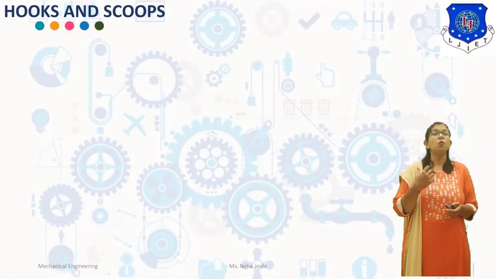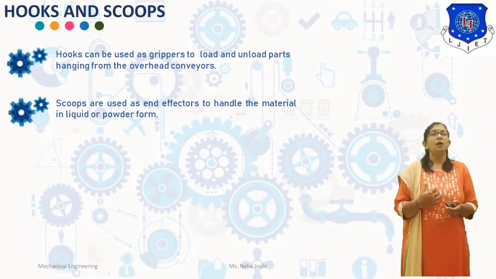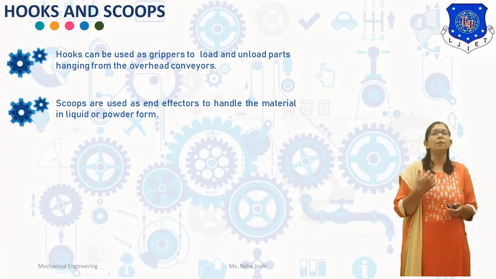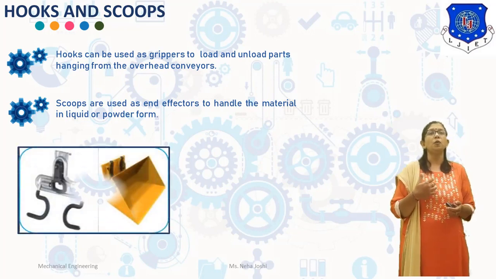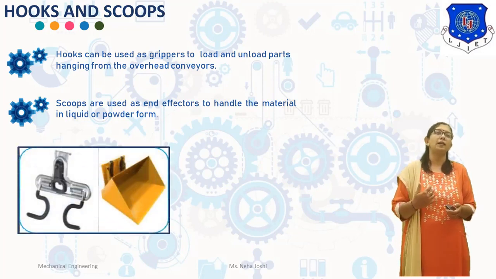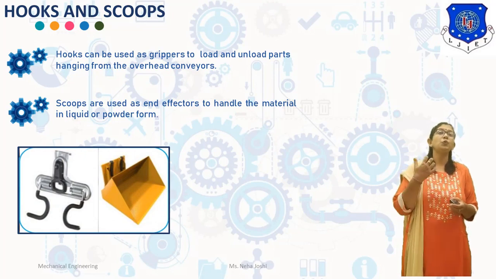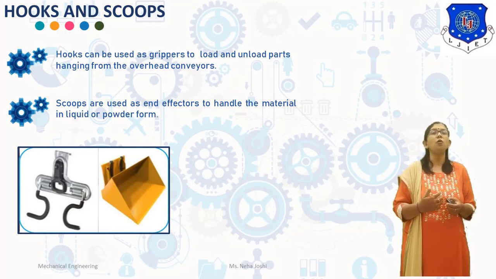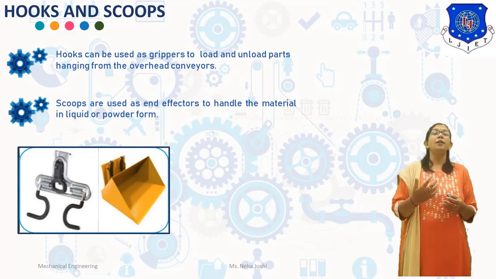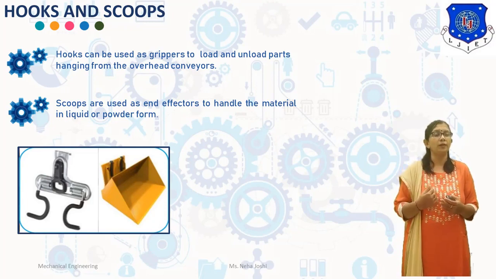The next one is hook and scoop. The hook type gripper has a hook for loading and unloading purposes, while the scoop type gripper has a scoop similar to a big spoon for material handling. Hooks are used to load and unload parts hanging from overhead conveyors. The parts to be handled by a hook must have some sort of handle, eyebolt or a ring to enable the hook to hold it.